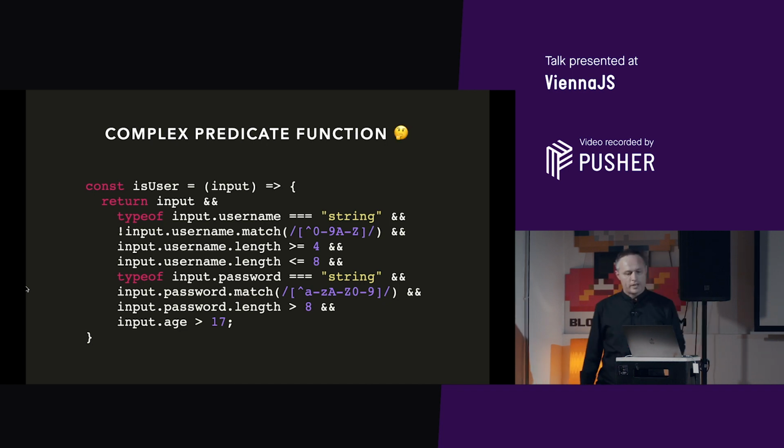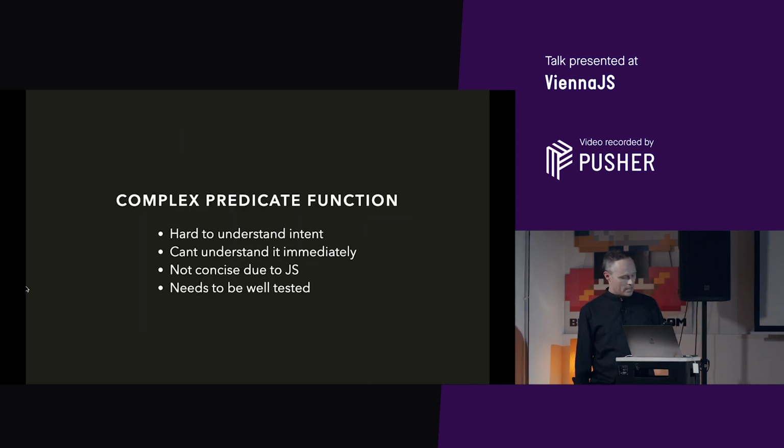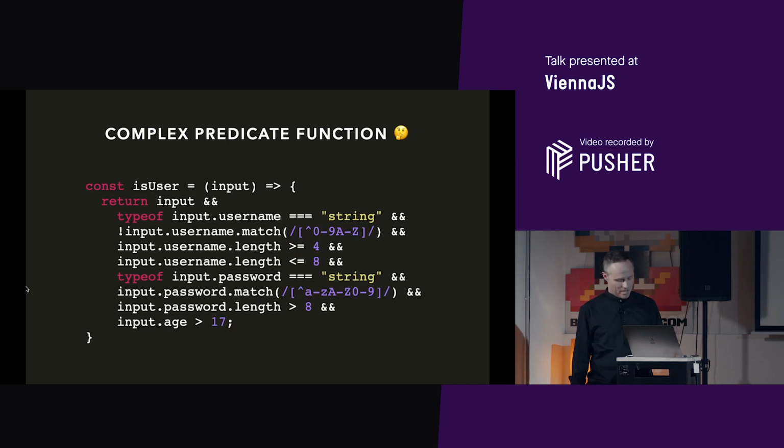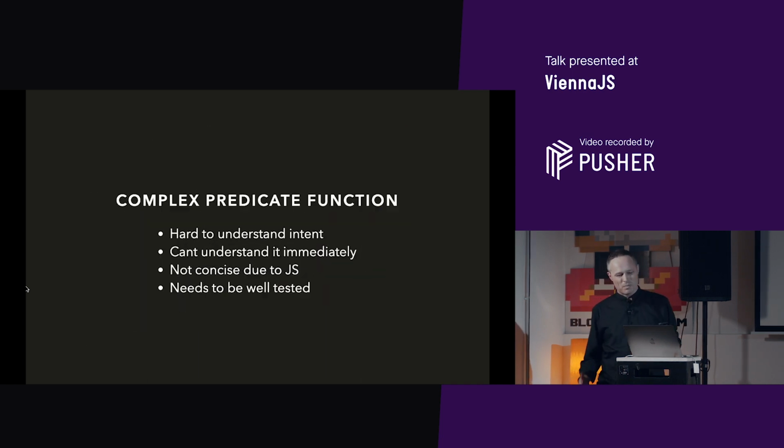So that's complex predicate function. But I would say that if we look at this, there's some issues here, right? I'd say that complex predicate function is hard to understand the intent when you look at it like that. There's so much stuff going on there. It's quite complicated. You can't understand it immediately, which is a problem. And it's mainly not concise due to the way that JavaScript works. And as a result, it needs to be well tested.